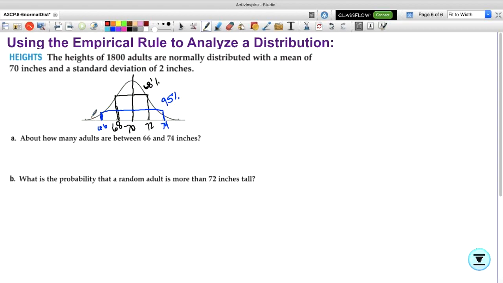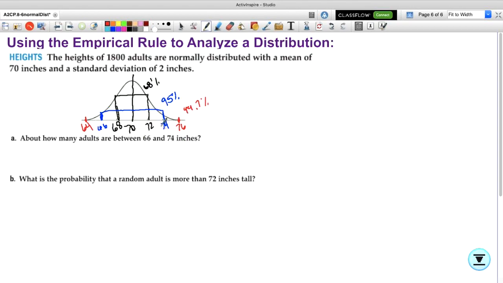Then if we want to get virtually everybody, if we want to get that 99.7% of people, I'd go 3 standard deviations out. So I add 2, and I add 2 one more time. That's going to be 76. I minus 2, minus 2, minus 2 again. That's going to be 64. So 99.7% of people in the survey were from 64 inches tall to 76 inches tall. And hopefully that makes a little bit more sense the more that we apply these percentages to the numbers on the bottom.